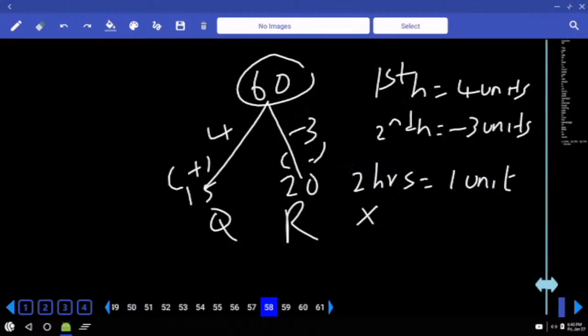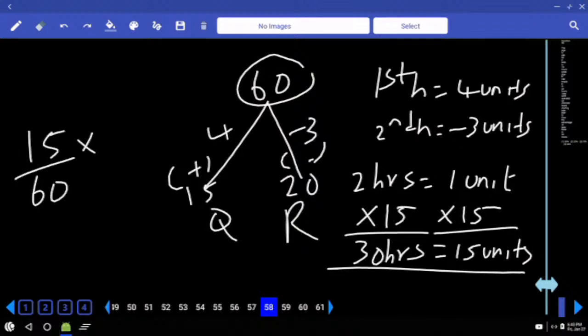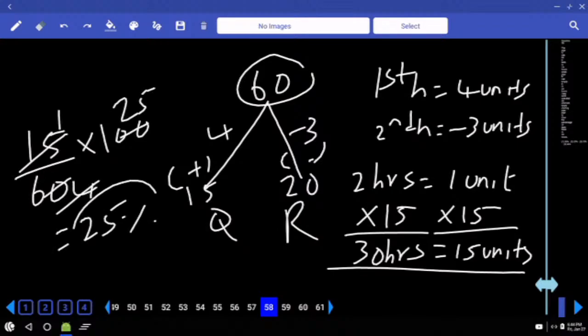And do 2 into 15. You get 30 hours. Here also you should multiply by 15. That means in 30 hours, only 15 units of work is done. But totally how much has to be completed? 60. So the percentage is 15 by 60 into 100, which is nothing but 25%. Is it clear? This is a very simple question again.